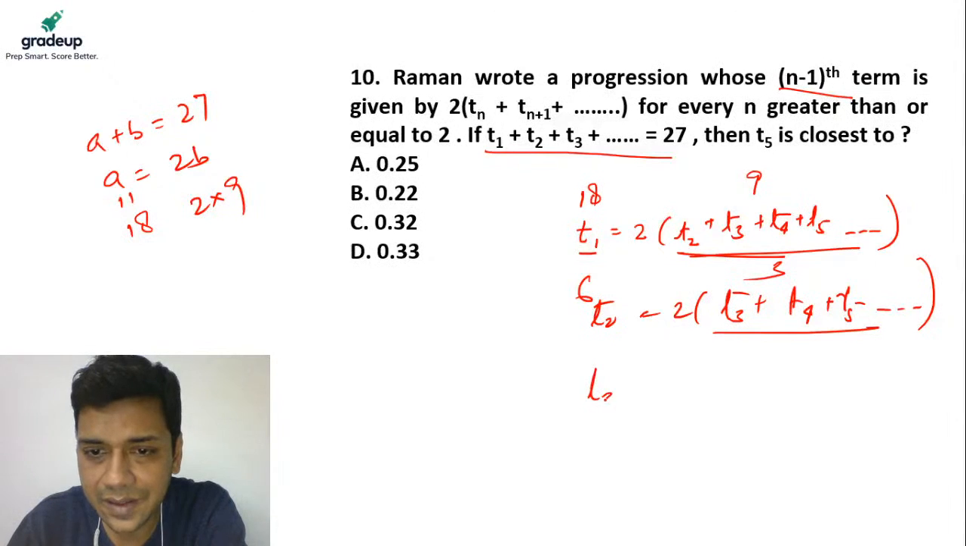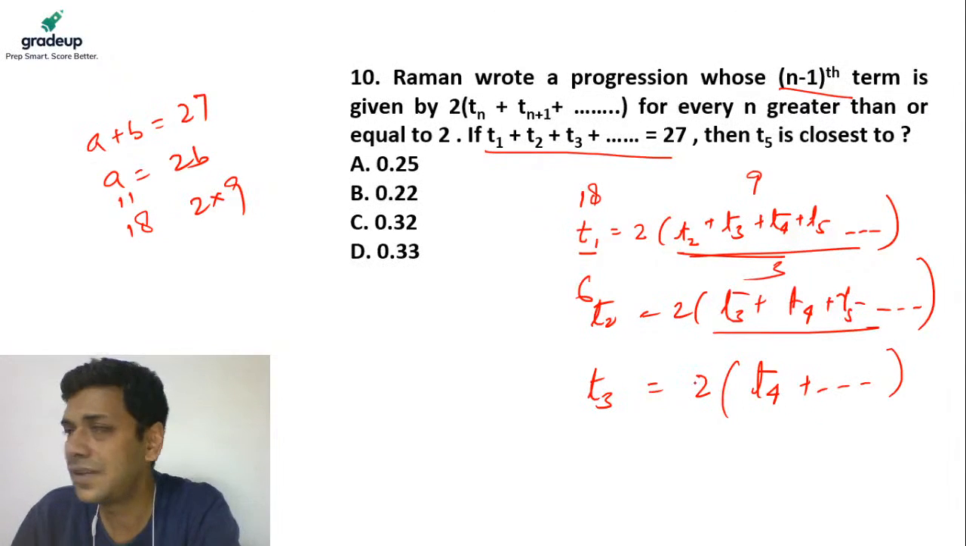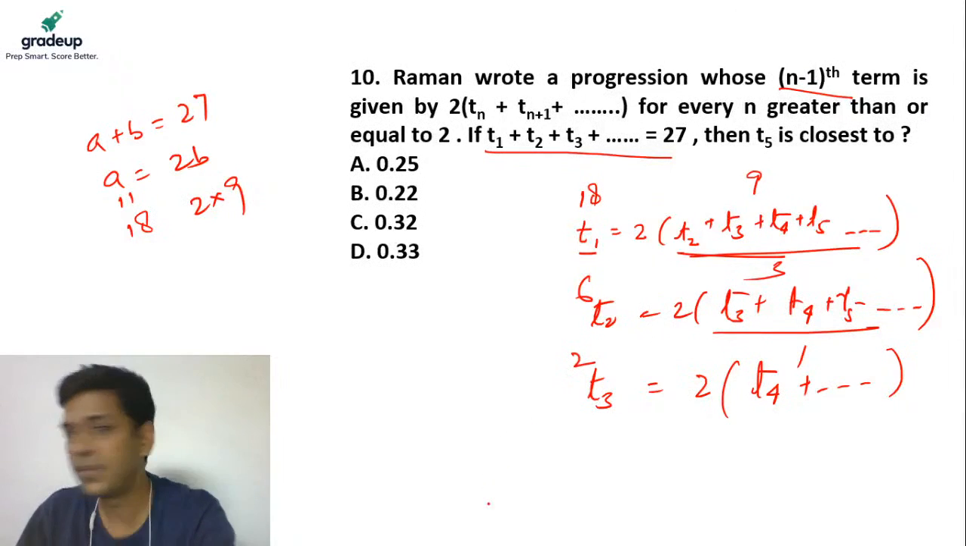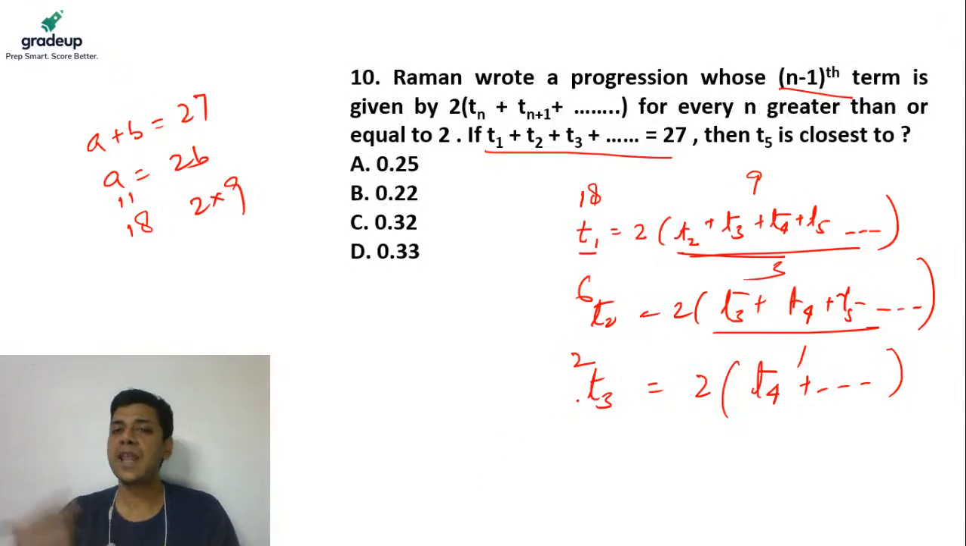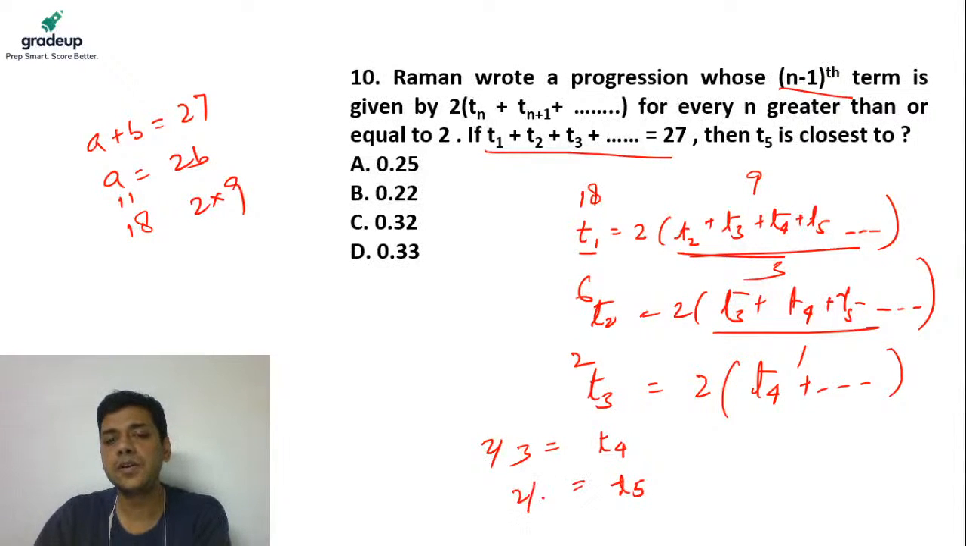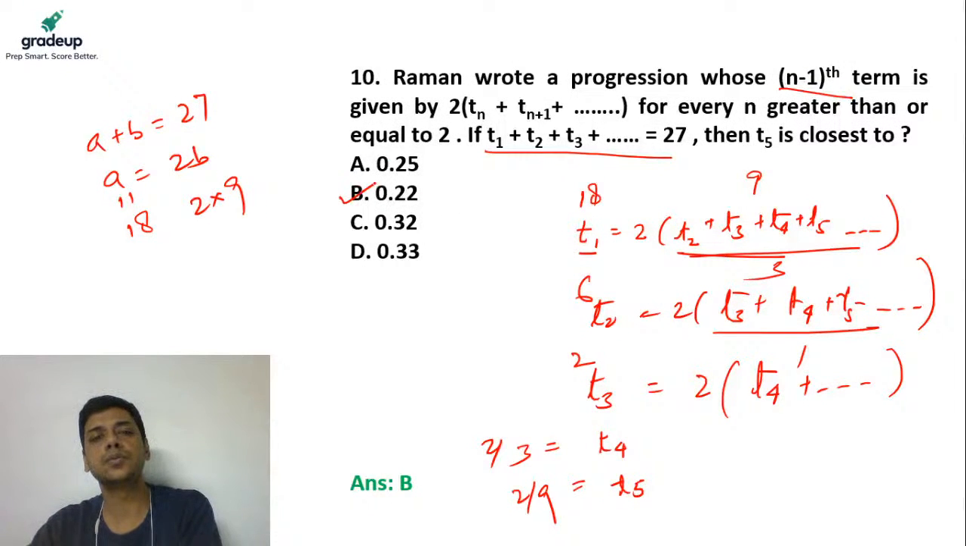Similarly, T3 equal to 2 times (T4 and beyond). So T3 becomes 2, and all others become 1. So basically, every number is becoming one-third. So what is T4? T4 will become 2 by 3. What is T5? T5 will become 2 by 9. 2 by 9 is nothing but 0.22.